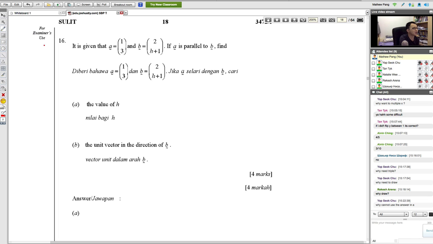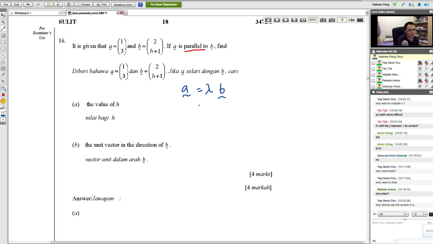Okay, this question, first you have to understand parallel. If I see the word parallel, what I will do is, if you say A is parallel to B, I will say A is lambda times B, because parallel basically means lambda, isn't it?